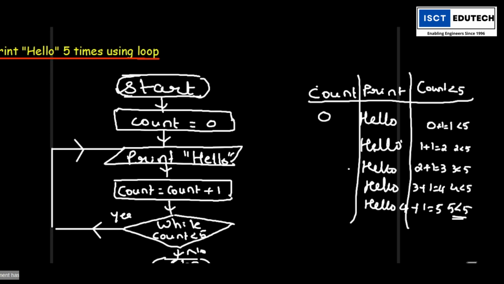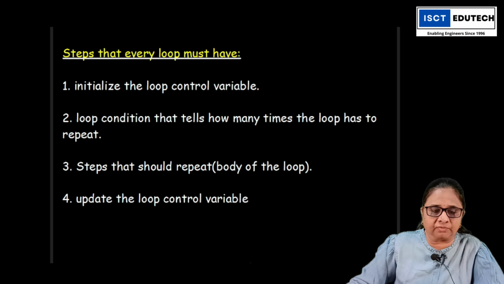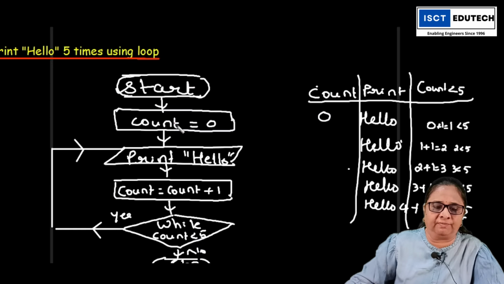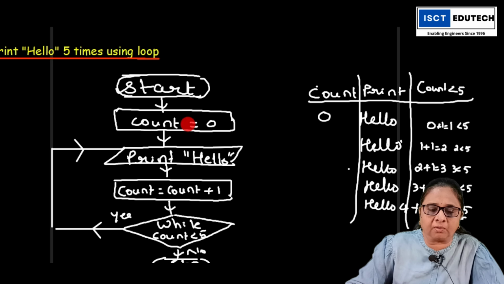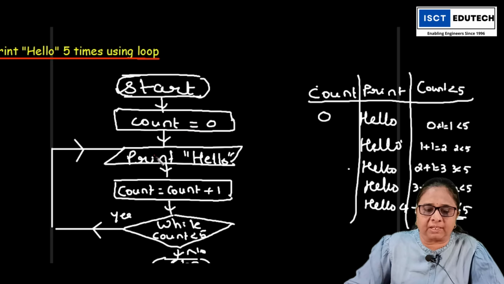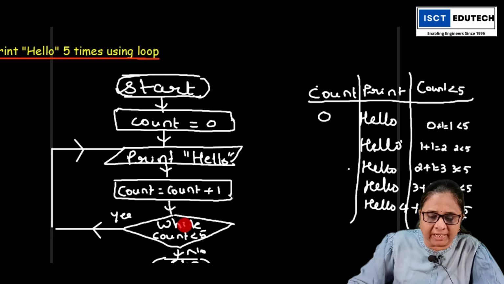Now let's understand the steps. I told you that there are some steps we have to use when we write a loop: initialize, loop condition, then steps that should repeat, and update. So let's compare with the flowchart what we have written. Count is equal to 0 is the initialization of the loop control variable. The second step, what is the condition? This, while count less than 5, is the loop condition. We are telling how many times we want to repeat.